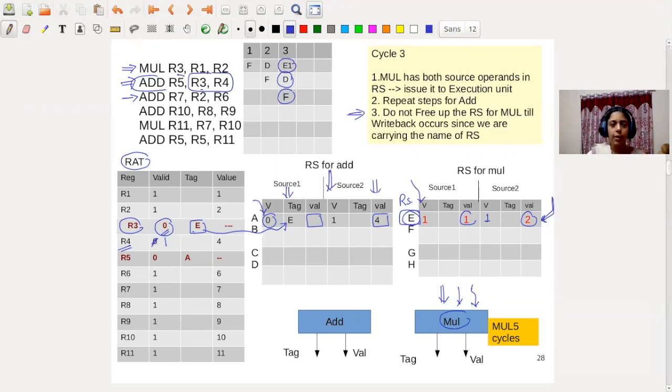Now the last thing that happens here with the second instruction is R5 has been renamed to the name of the reservation station which carries the operands, that is A, and it has been marked as invalid. So these are the steps in cycle 3.